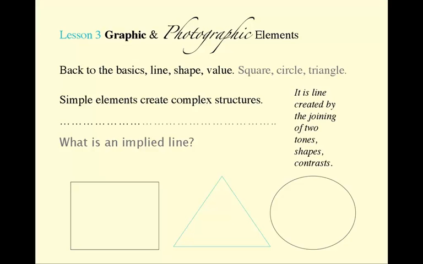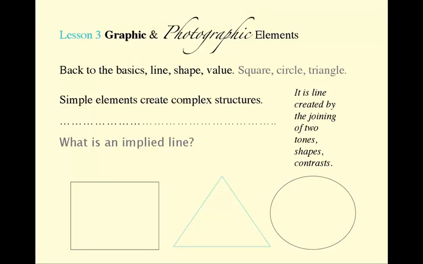Okay, we're beginning week 3, lesson 3, graphic and photographic elements. We're going to think about this as getting back to the basics, and we learn about shapes, circles, triangles in elementary school. And those are very significant structures to the photographer, and you want to pay attention to those as you compose your images. Also, be aware of the idea of an implied line.